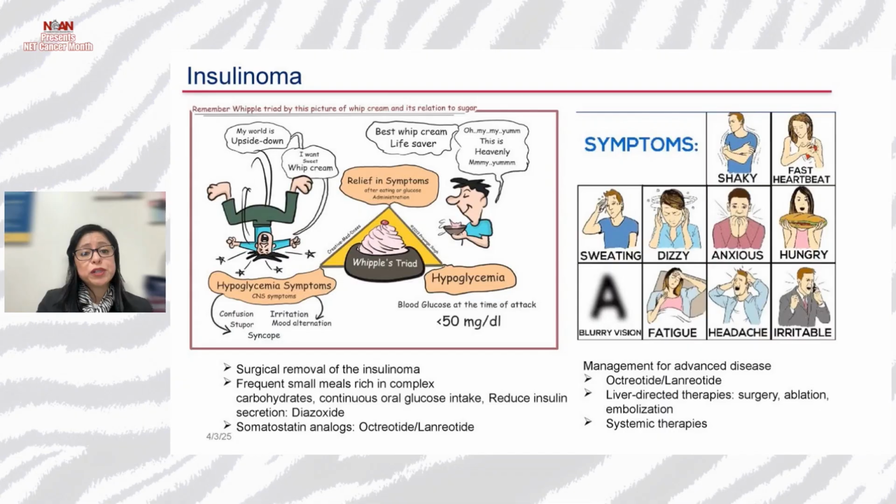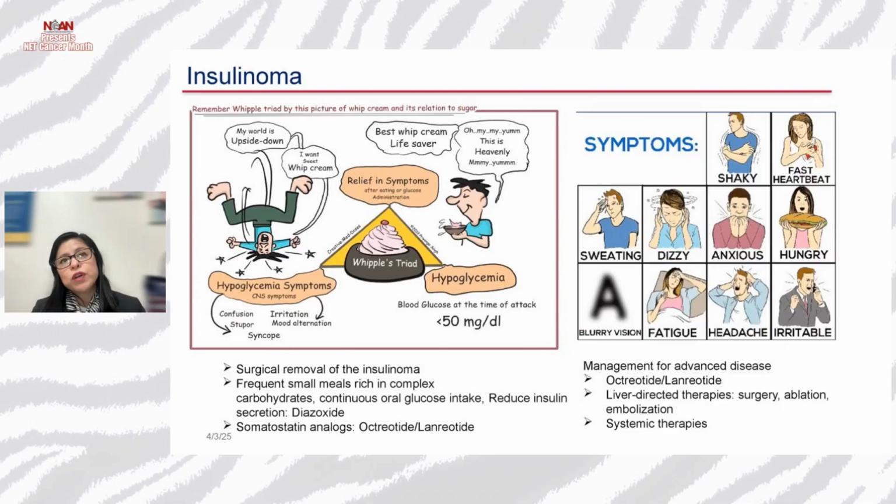Now we discuss insulinoma. What is insulinoma? Insulinoma is when the neuroendocrine tumor produces an excess of insulin. Insulin is responsible for lowering the blood glucose in the body. When we have this excess of insulin, patients constantly have low blood glucose, usually less than 50, and then develop many symptoms related to the low blood glucose, such as confusion, irritability, syncope. Those symptoms are usually relieved by high-sugar meals, and that's what we call Whipple's triad, which is very characteristic of insulinoma.